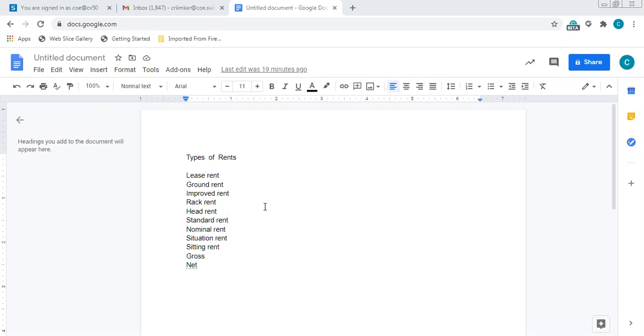Then next is the gross rent. Gross rent is nothing but the total rent received from the property during the year. Gross rent is the total rent which is received from the property during a single year.